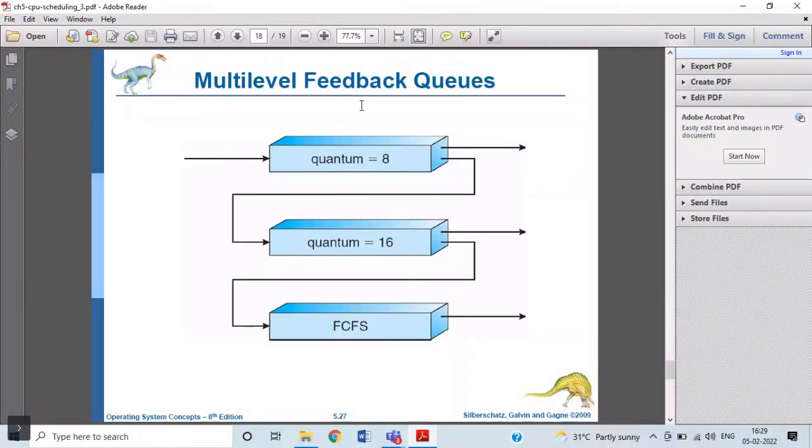Students, are you able to understand the difference here? Yes, ma'am. Okay. Yes, ma'am.